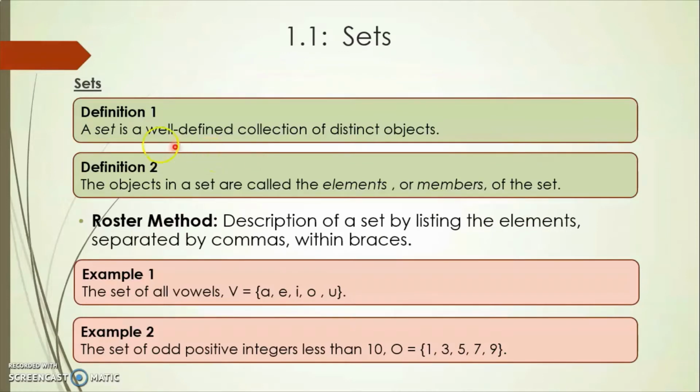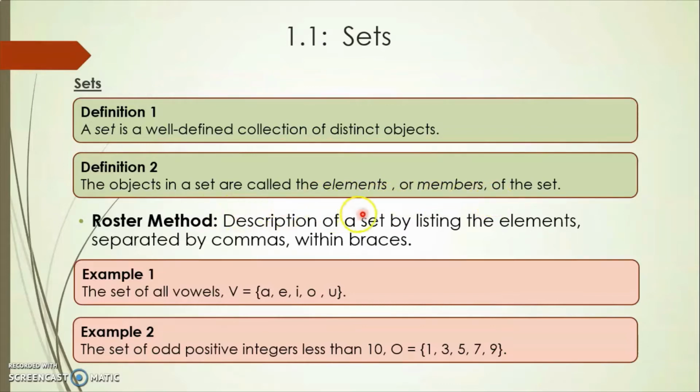What is a set? By definition 1, a set is a well-defined collection of distinct objects. So a set contains all objects that can be clearly determined. So what is an object? An object in a set can also be called the elements or members of the set.